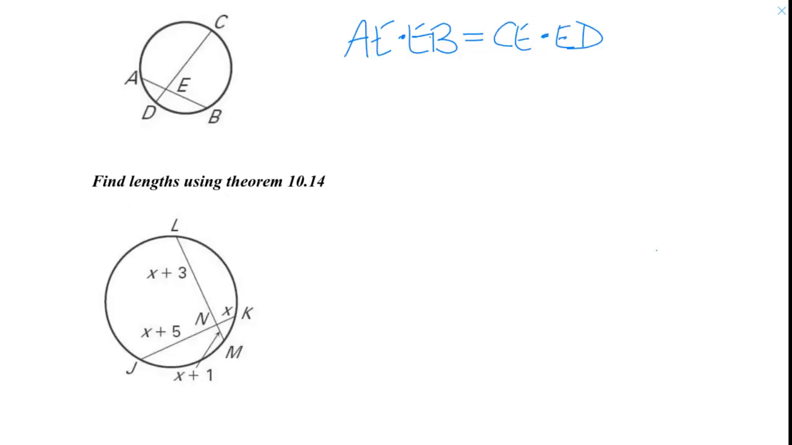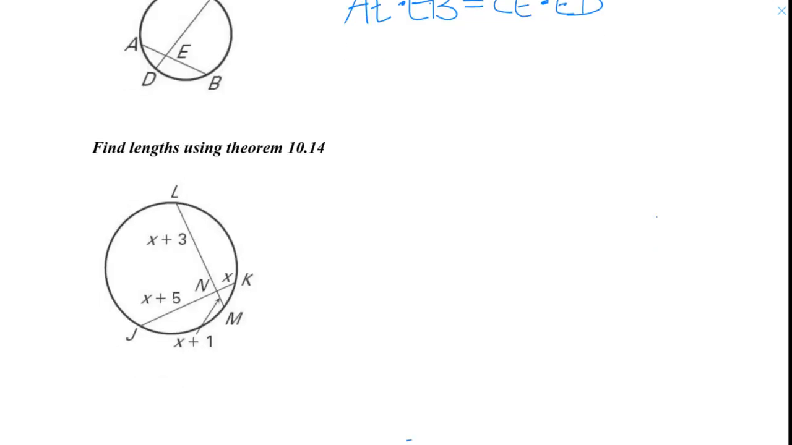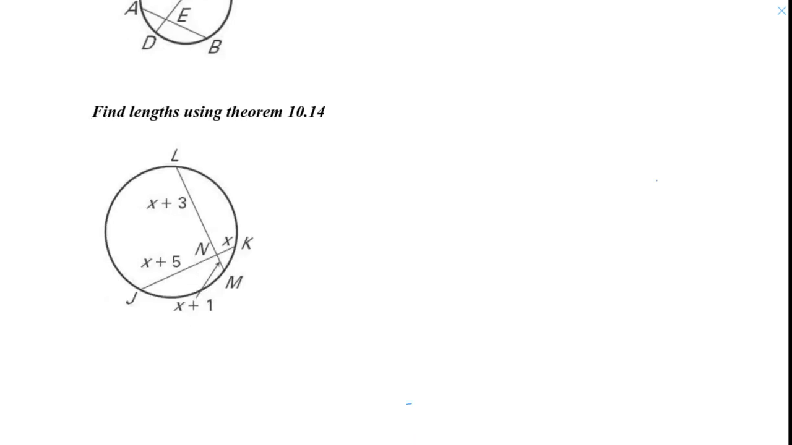So let's take a look at an example applying that. Here we have two chords that are intersecting at point N. We know that the product of the segments is going to be equal. So if I look at JN, which is X plus 5, and I multiply that by the other segment of that chord, NK, which is X, I know it's going to be equal to the segments of the other chord, which are X plus 3 and X plus 1.